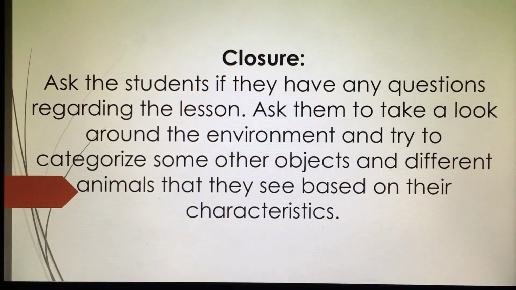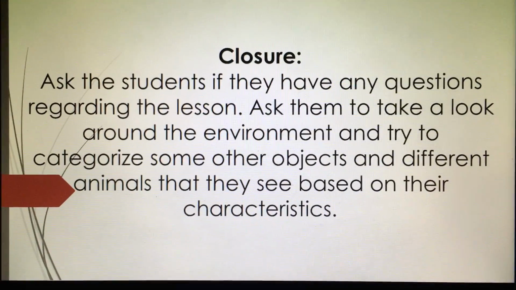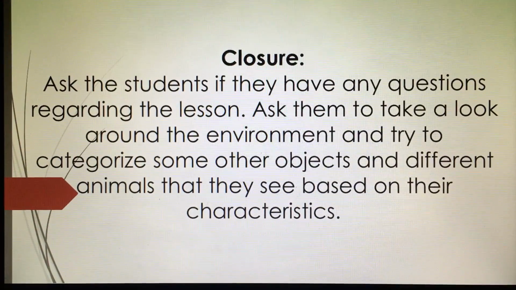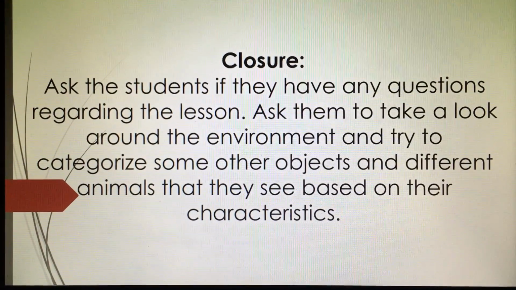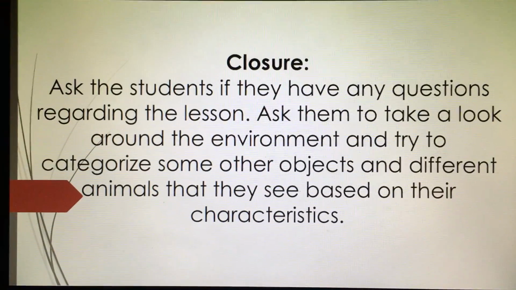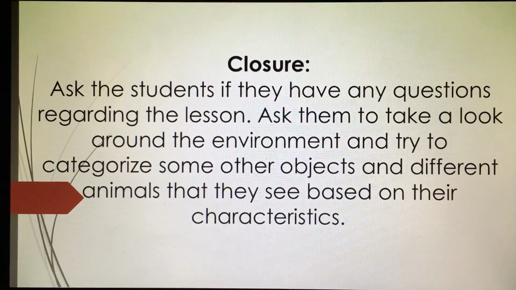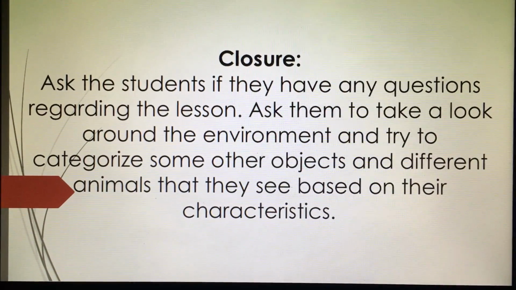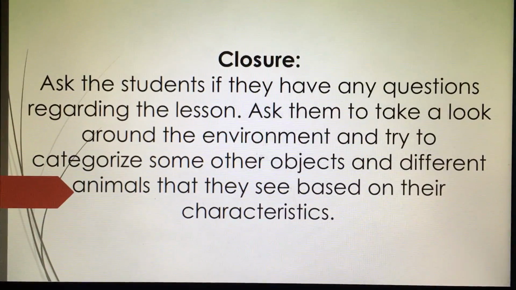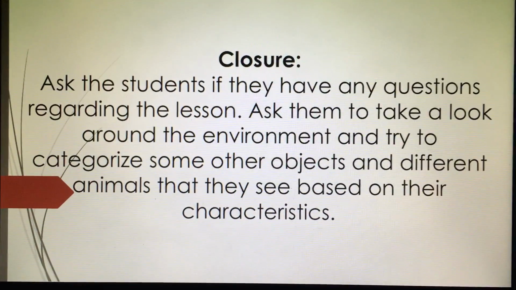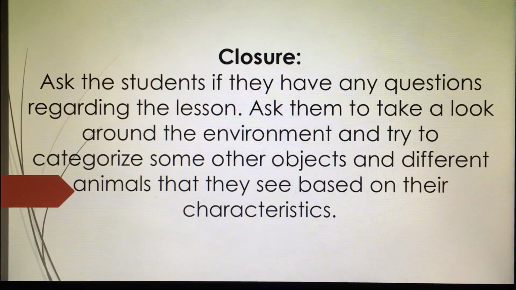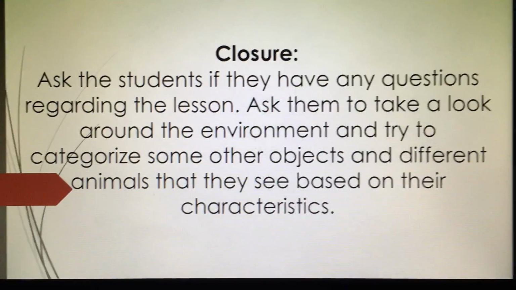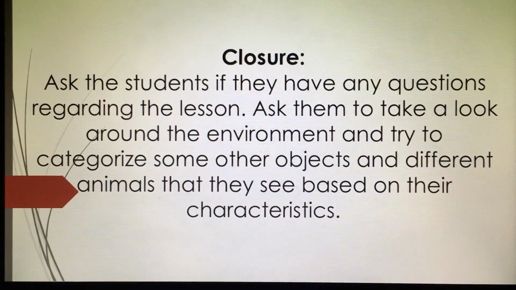Of course, I will ask the students if they have any questions at the end of the lesson regarding it. I want them to take a look around the environment and try to categorize some other objects, as well as animals, to make sure that they have an understanding of what we discussed today, and also try and group them based on their characteristics. Try and point out what animals have which certain characteristics in common, and what group would they fall under based on their characteristics.